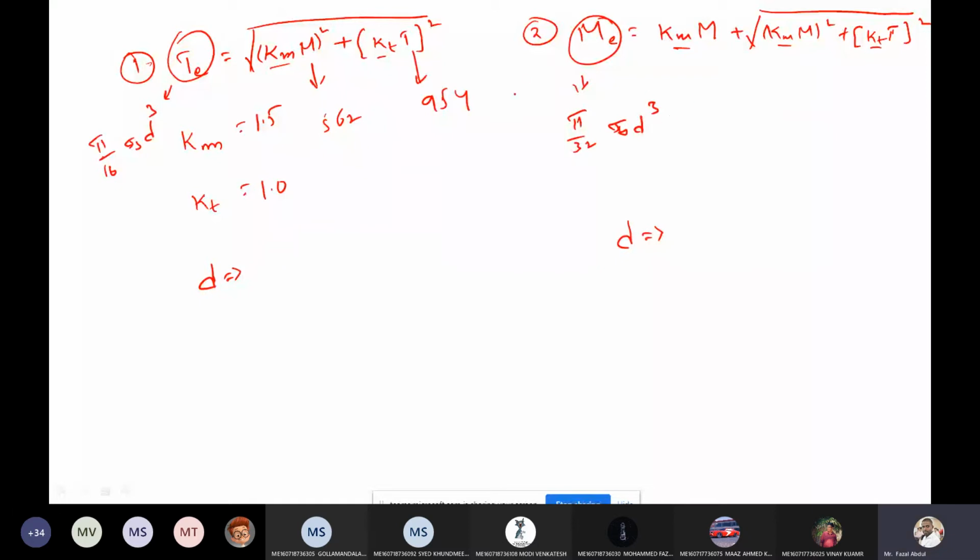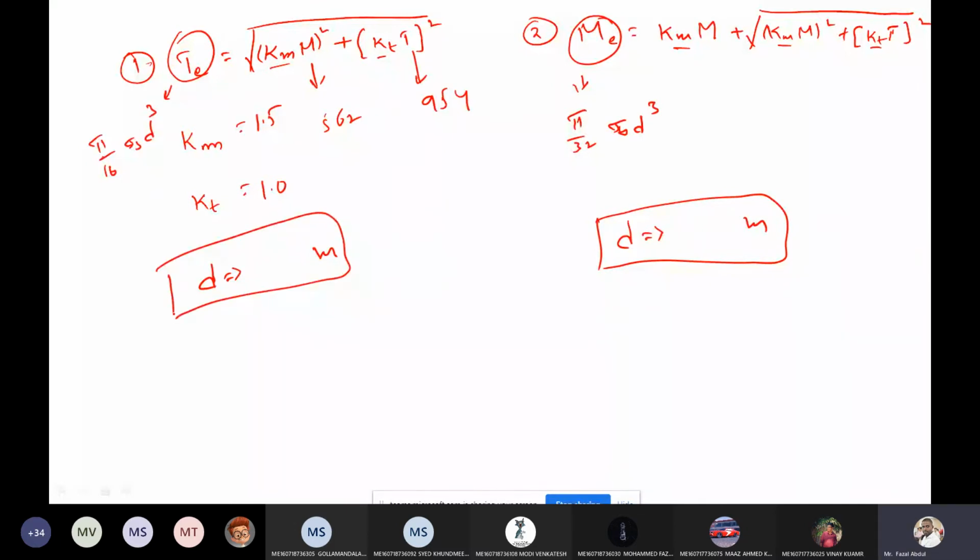Everything is written on the screen. You only need to substitute in the calculator. Tell me the d value for the first case in terms of meter, and for the second case in terms of meter. Make it fast, Babu. You should always be ready with the calculator, because at any time I'm going to ask questions.